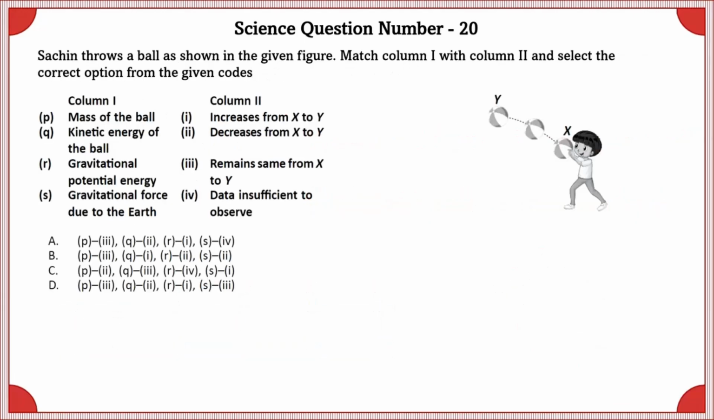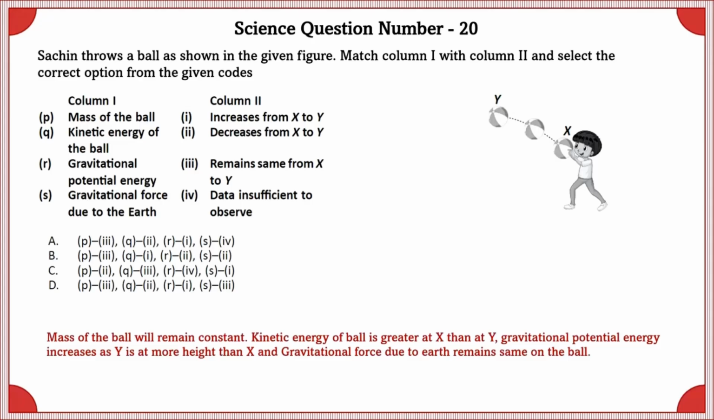Science question number 20. Sachin throws a ball as shown in the given figure. Match column 1 with column 2 and select the correct option from the given codes. Mass of the ball will remain constant. Kinetic energy of a ball is greater at X than at Y. Gravitational potential energy increases as Y is at more height than X, and gravitational force due to the earth remains same on the ball. So according to this, the D option is the correct option.